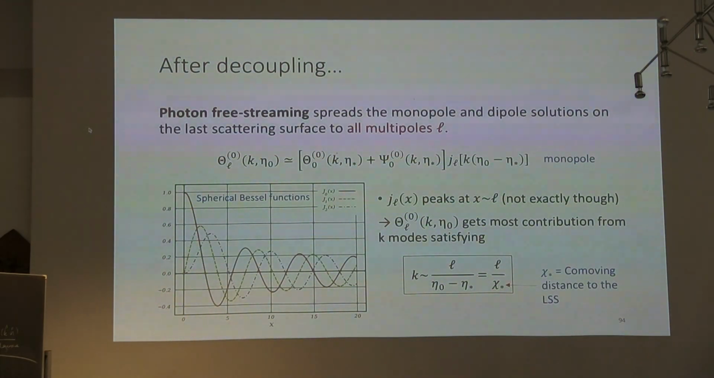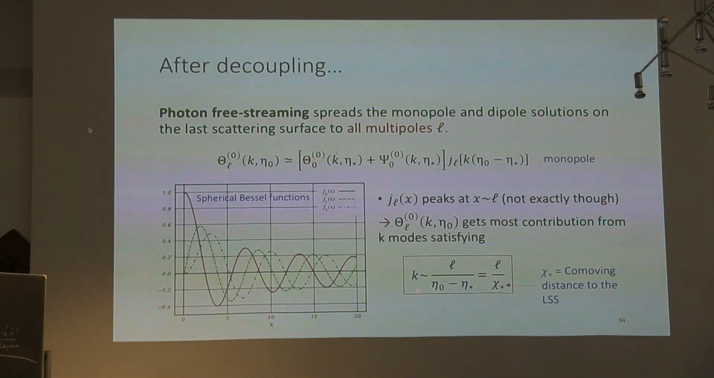So the fact that the spherical Bessel function peaks at x roughly equal to L means that if you look at a particular multipole moment, theta_L, then it gets its most contribution from those k modes that satisfy this condition, x roughly equal to L. And if you use the x that is actually in here, then what you find is that those k modes that are contributing the most to a particular multipole moment are basically those that go like k roughly equal to L divided by the conformal time difference between today, when we observe the thing, and the last scattering surface.